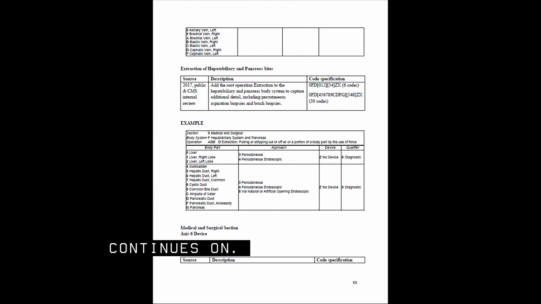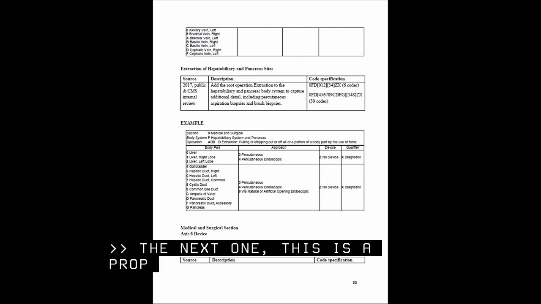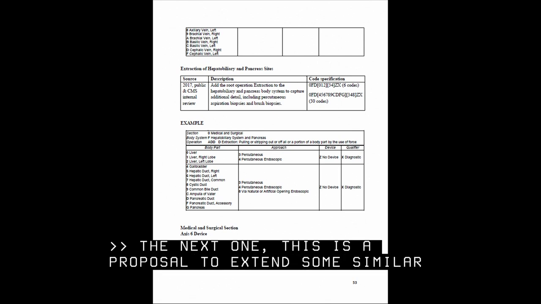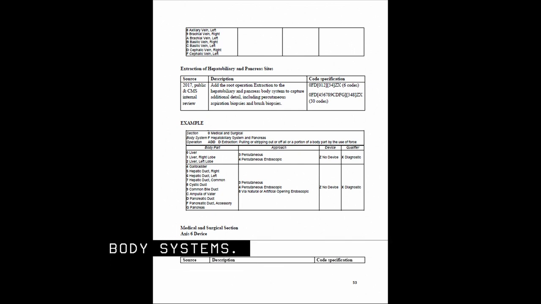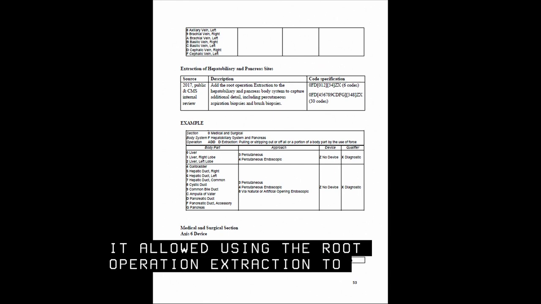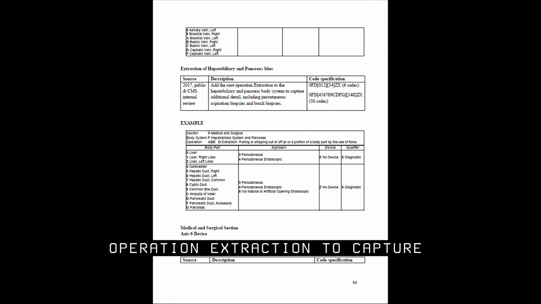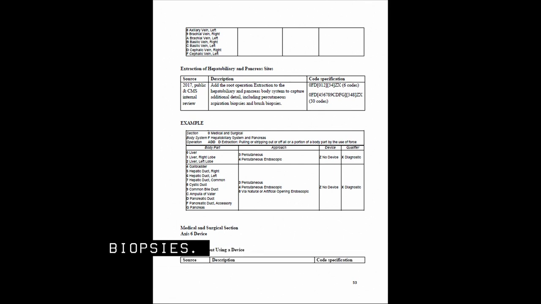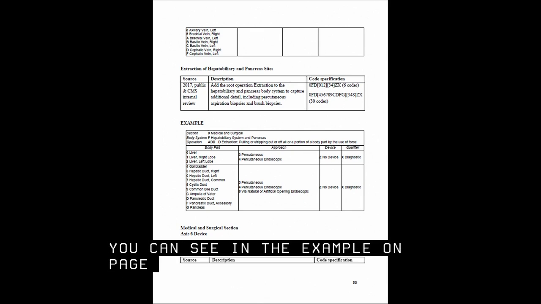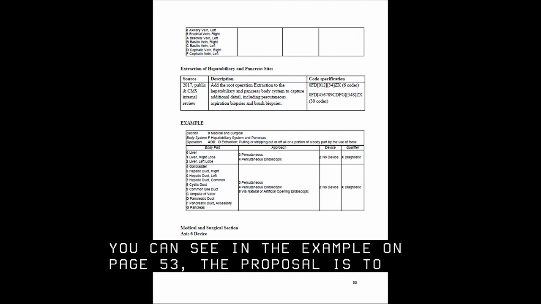All right, the next one, extraction of hepatobiliary and pancreas sites. This is a proposal to extend some similar changes that were made to other body systems. It allows capture of using the root operation extraction to capture the performance of percutaneous aspiration biopsies and brush biopsies of these sites. And you can see in the example on page 53, the proposal is to add the root operation table 0FD extraction to those body parts listed.